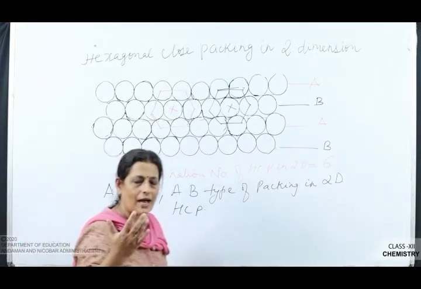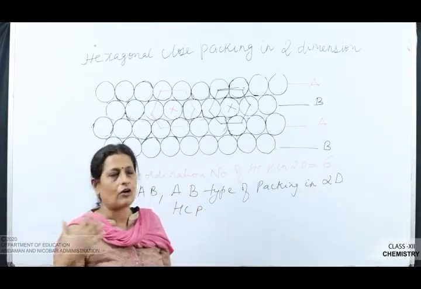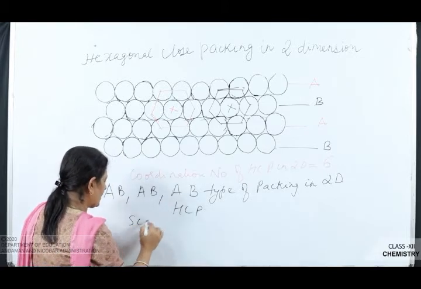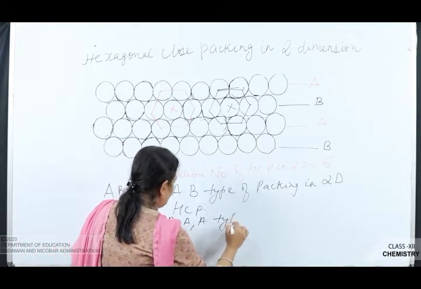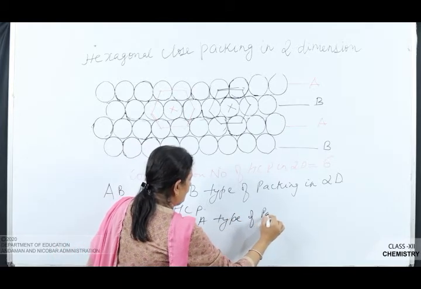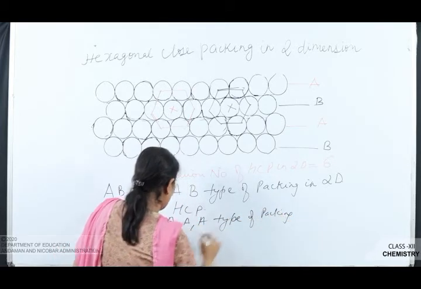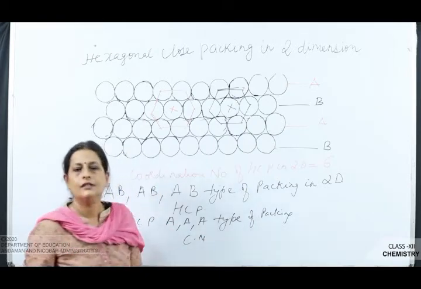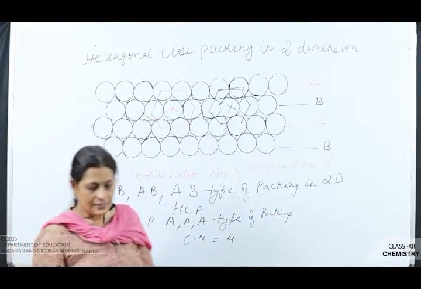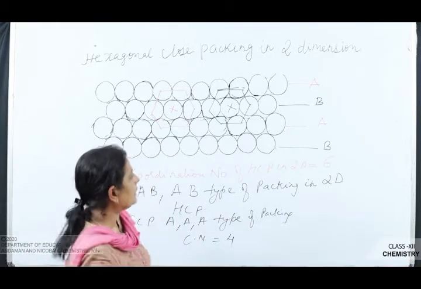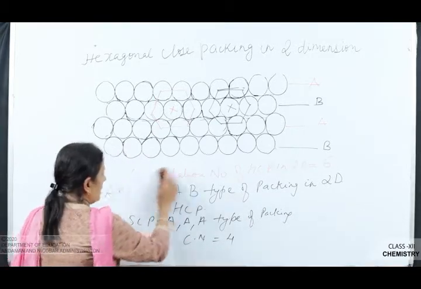Now, in square close packing, the same thing was repeated. So, we called it what? In case of square close packing, we called it AA, AA type of packing. And what was the coordination number? The coordination number was 4. So, is it clear? Next we will discuss hexagonal close packing in 3 dimension.